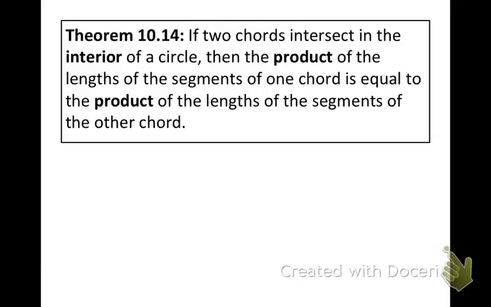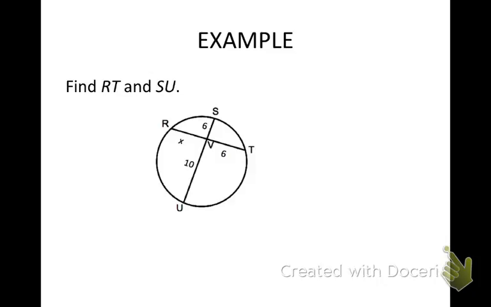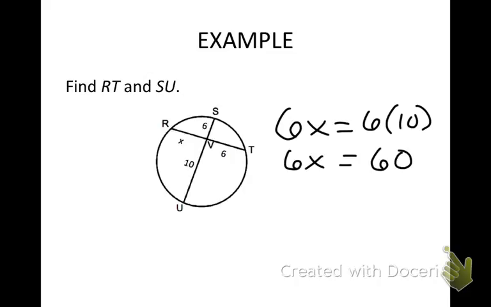So if we look at the example, and I know it's not drawn to scale very well, but that's okay. This is 6 and that's supposed to be 6, but we'll pretend. If I look at RT, that's one of my chords, take the product of the two pieces. So 6 times x would just be 6x. Now do the same thing for SU. 6 times 10 is going to be 60. So then I get the equation 6x equals 60, so x is equal to 10.